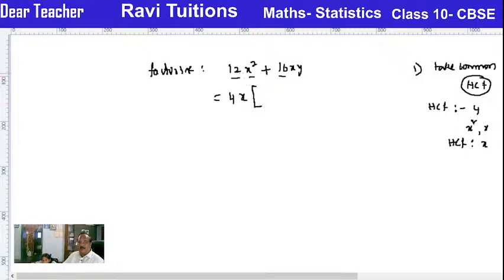So then what happened? 12 divided by 4 is 3, x square by x, so 3x is remaining in the first term. And 16xy, 16 we have taken 4 factor outside, and here it is 4. x also we have taken out, nothing is there, and this is y. So the factors are 4x, 3x plus 4y.